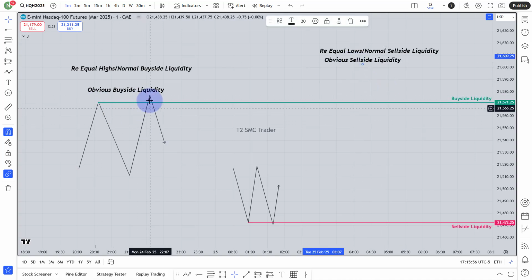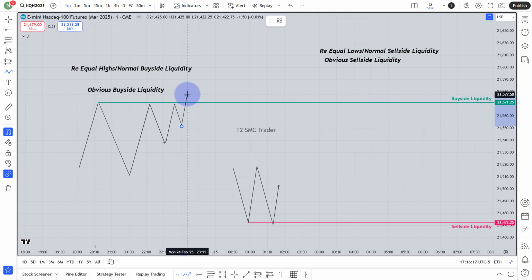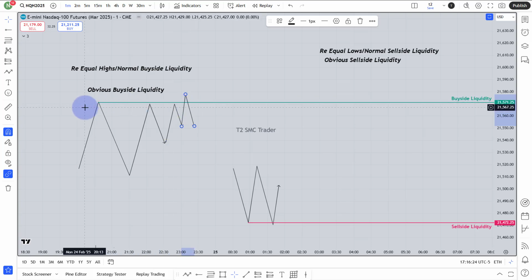Now this obvious sell side liquidity can happen this way. Here these are relatively equal highs, and then the market went higher and took those relatively equal highs by a shallow run. It can happen this way, or maybe another swing high has been made, then the market comes here and takes that high by a shallow run. How many highs there are doesn't matter. Finally, the market is going to take the extreme high by a shallow run, or by the wick sweeping the liquidity.